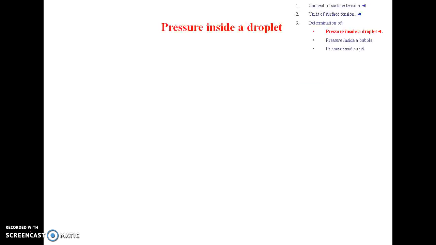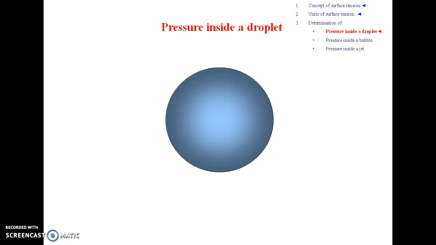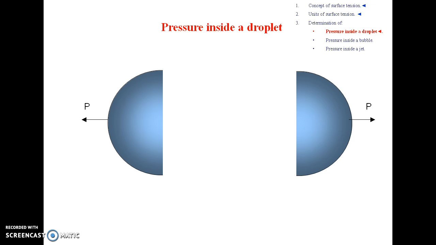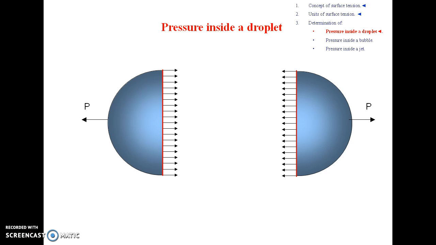Let us consider the pressure inside a droplet of diameter d. The pressure inside the droplet is trying to split this droplet into two halves along this dotted line, into these halves. And the force of surface tension is trying to oppose this split, which is acting in this direction.